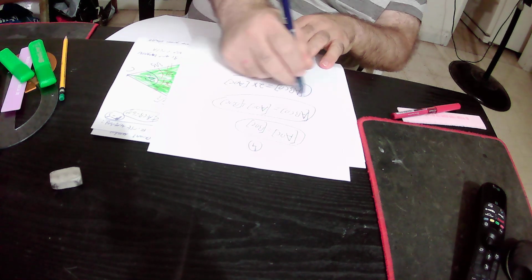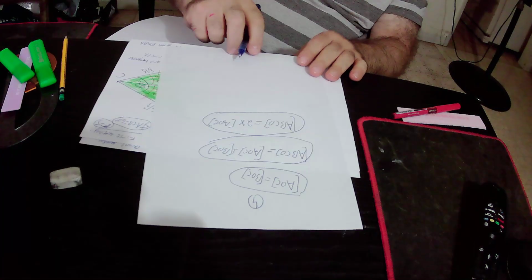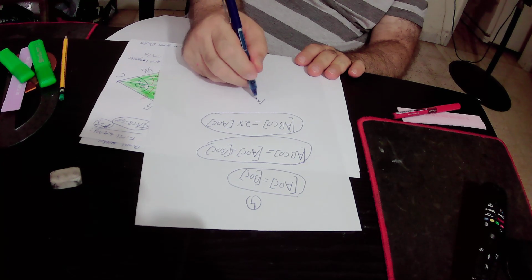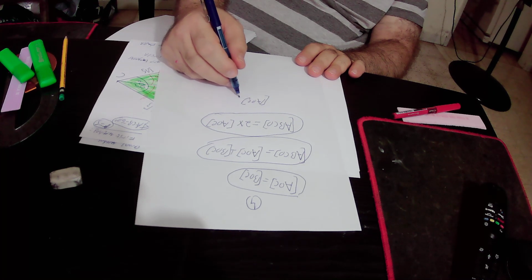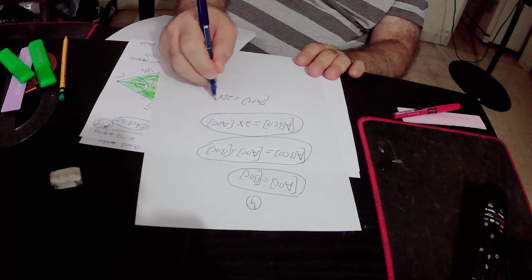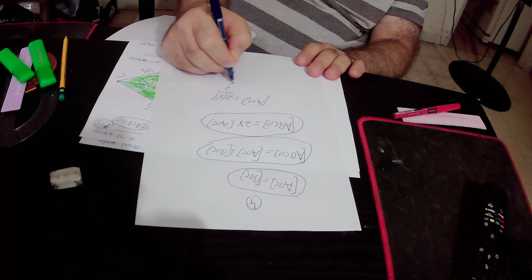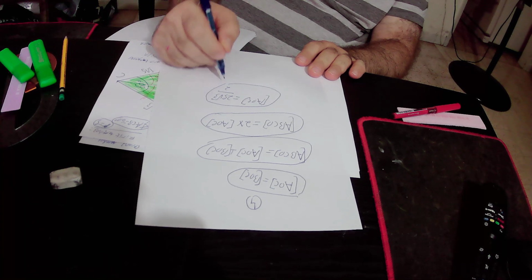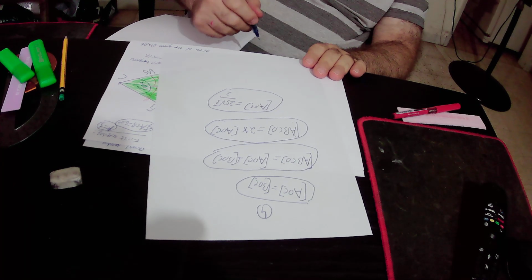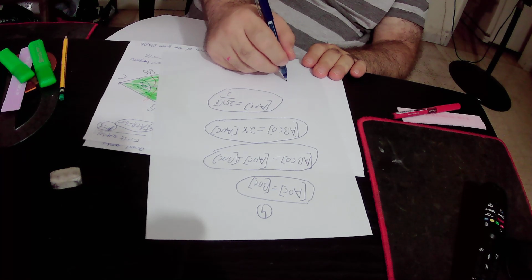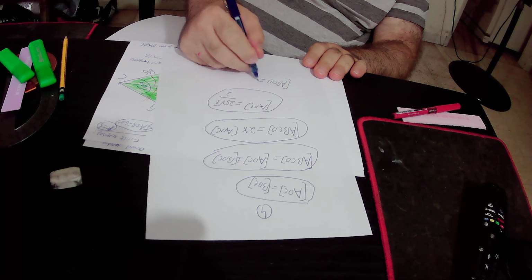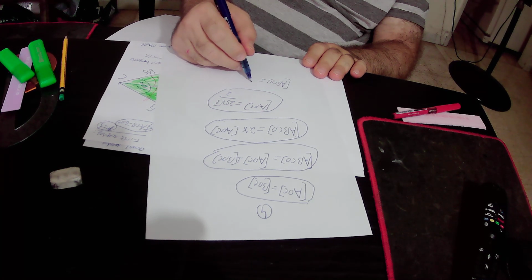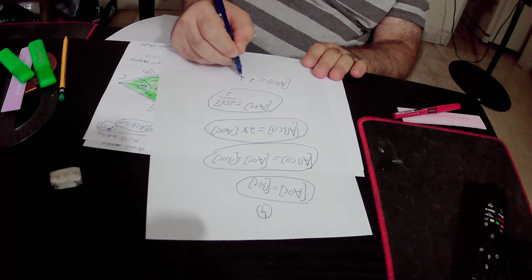Okay? But we have already found out that the area of triangle AOC equals 25 times root 3 over 2 square units. So the area of quadrilateral ABCO will be equal to 2 times the area of triangle AOC, that is to say 2 times 25 times root 3 over 2.